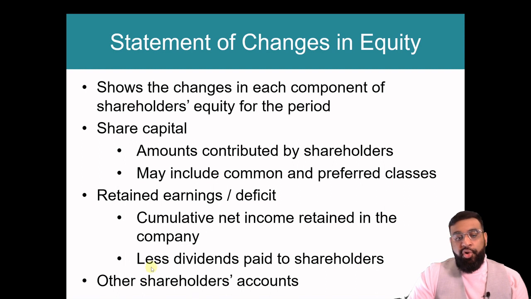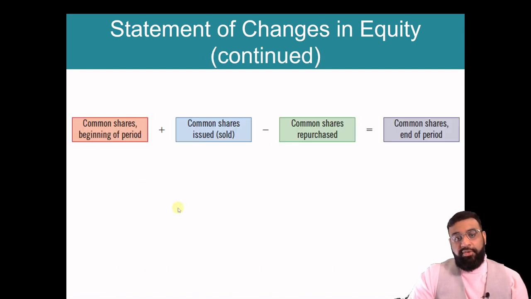So there could be other shareholders' accounts. However, for now, we're just going to deal with the share capital and the retained earnings accounts. The way it looks is like this. We have common shares at the beginning of the period plus any common shares issued or sold. That means we sold or issued them for cash.